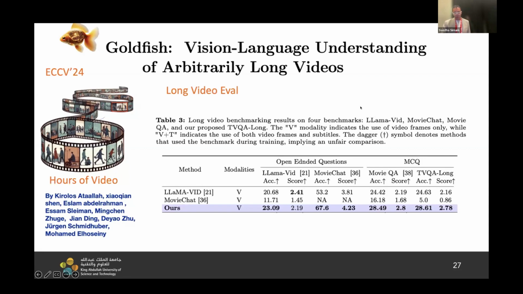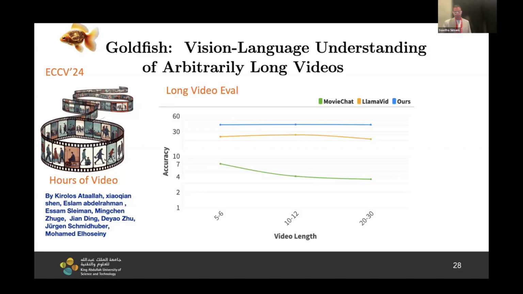This one is on long video understanding benchmark. In the benchmark we propose called TVQA long, which is based on TV shows. And the performance here, if you access only video information, is much better than baselines at that time. And you can see here that the model accuracy is also consistent across the shorter videos and also longer videos, where other models struggle as the duration of the video gets longer.